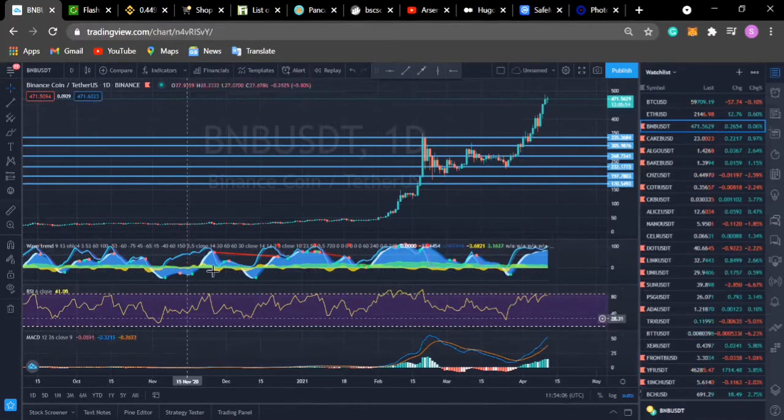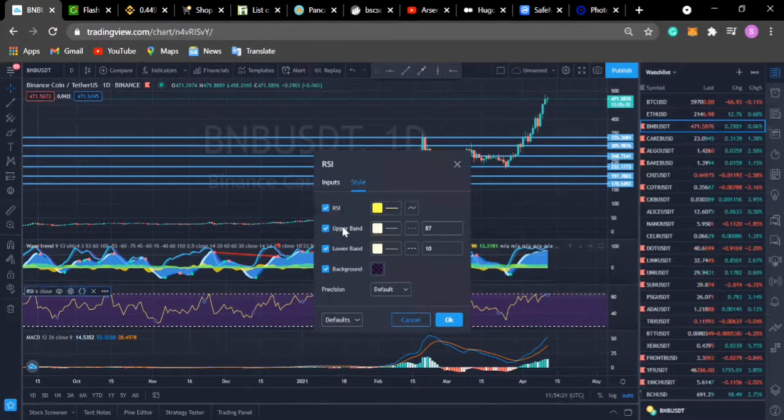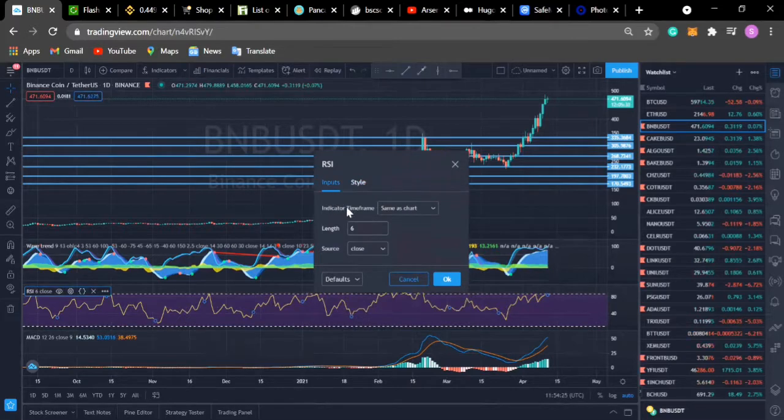Now the next one we're going to is RSI. For this RSI, I want you to do a setting. You come to settings, just click on the RSI and click on settings. When you click on it, it's going to be like this input. Your input is going to be 14 on default.